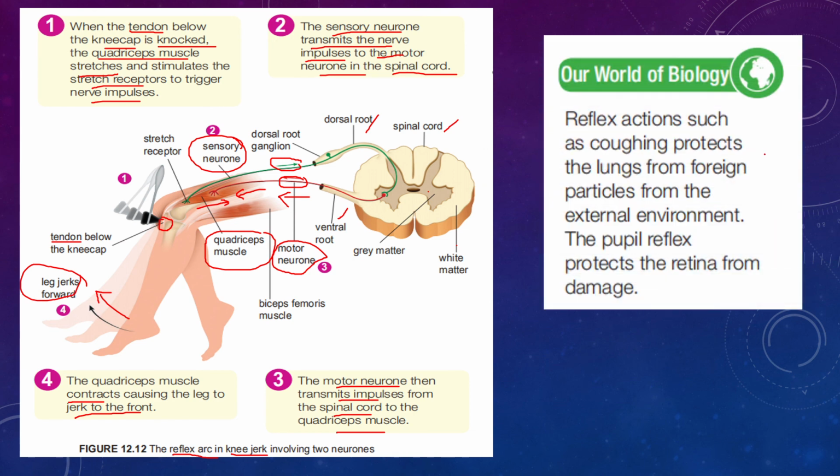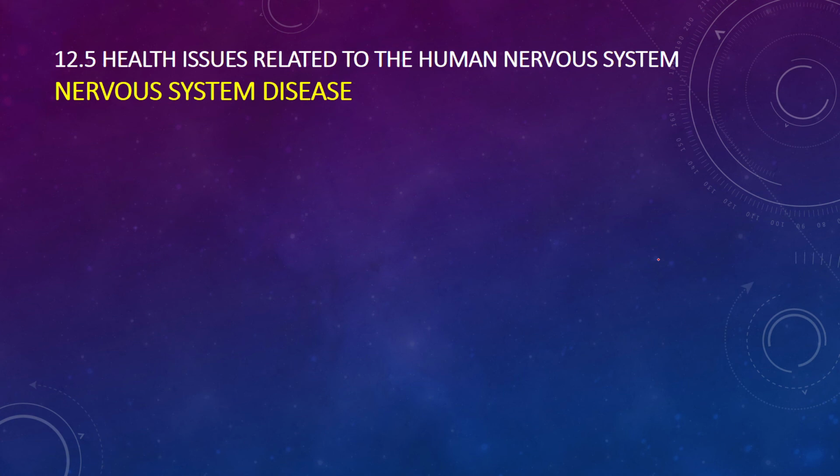Reflex actions such as coughing, coughing is also an example of reflex action. This action is able to protect the lungs from foreign particles from the external environment. Also the pupil reflex, anak mata kita berkelip-kelip. It's to protect the retina from being damaged. The pupil reflex.